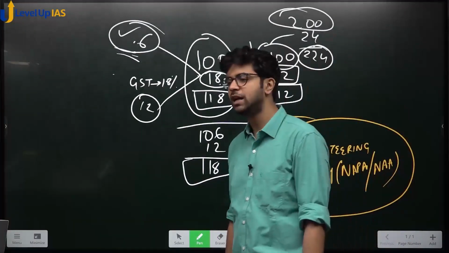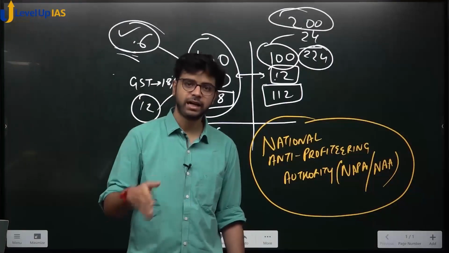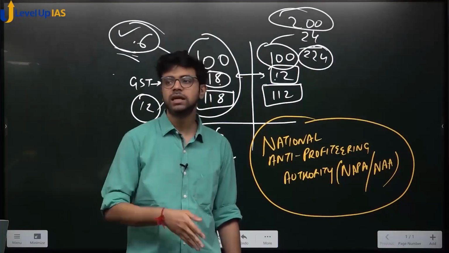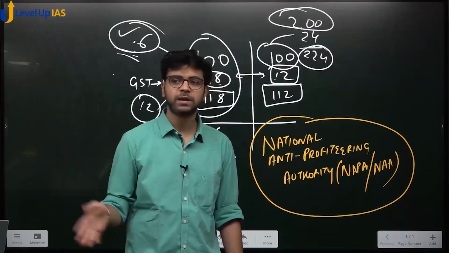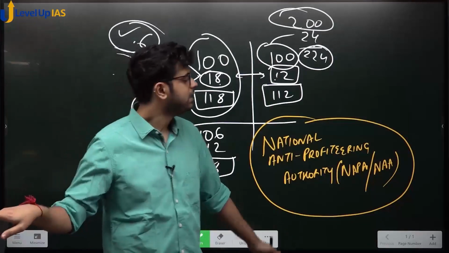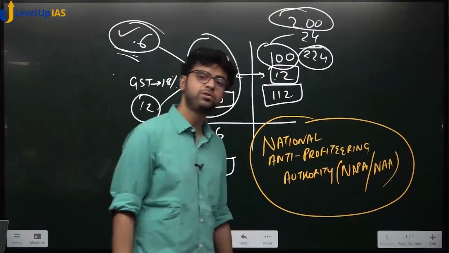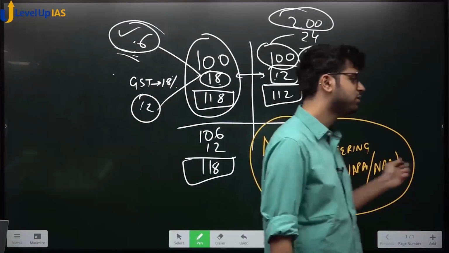So you know how UPSC will ask the question: the National Anti-Profiteering Authority is seen in which context? A. Direct taxes. B. Indirect taxes. C. WTO affairs, or D. World Bank affairs, or none of the above. So the answer is indirect taxes. It is related to GST. It is exclusively related to GST. Don't think that it is related to any other indirect tax. It is exclusively related to GST.